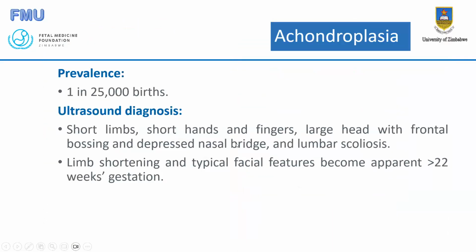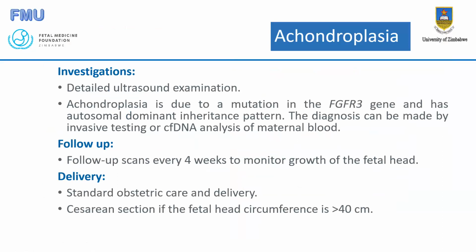The limb shortening and typical facial features become apparent after 22 weeks of gestation. It is due to a mutation in the FGFR3 gene, fibroblast growth factor receptor 3 gene, and it has an autosomal dominant inheritance pattern. The diagnosis can be made by invasive testing or cell-free DNA analysis of maternal blood, looking for the mutation on this gene, FGFR3.